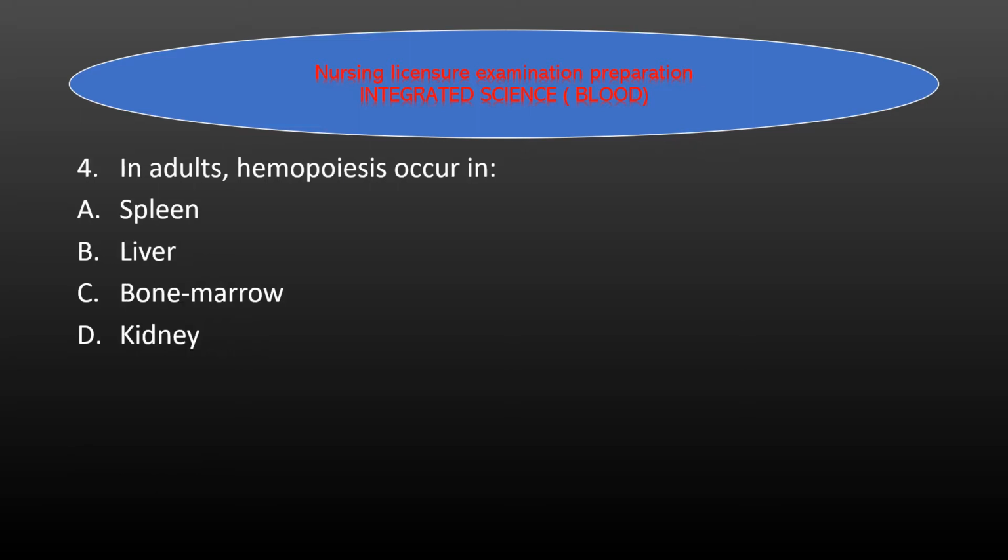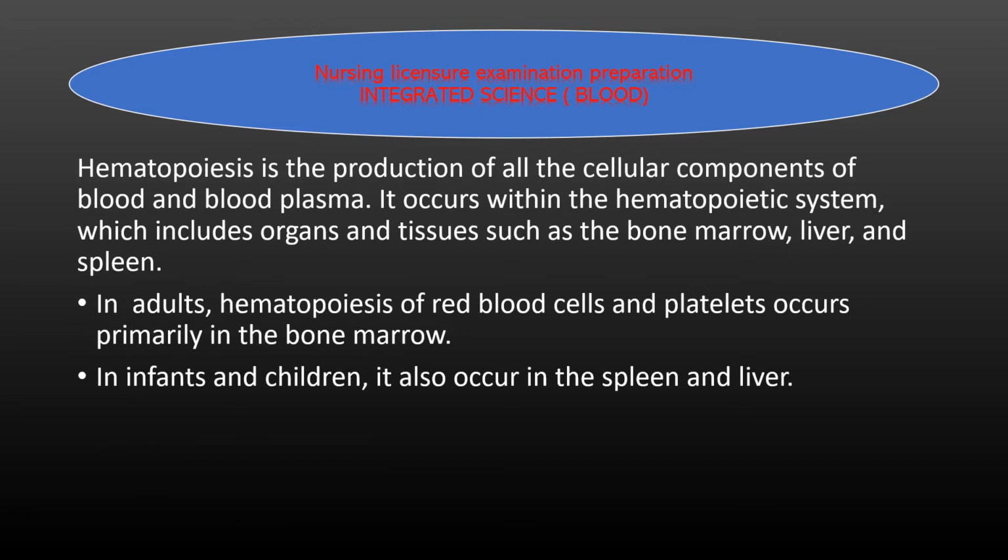Question number 4. In adults, hemopoiesis occurs in option A spleen, option B liver, option C bone marrow, option D kidney. And the correct answer is option C, that is bone marrow. So here, hematopoiesis or hemopoiesis is the production of all the cellular components of the blood and blood plasma. It occurs within the hematopoietic system, which includes organs and tissues such as the bone marrow, liver and spleen. In adults, hematopoiesis of red blood cells and platelets occurs primarily in the bone marrow, but in infants and children, it also occurs in the spleen and liver.